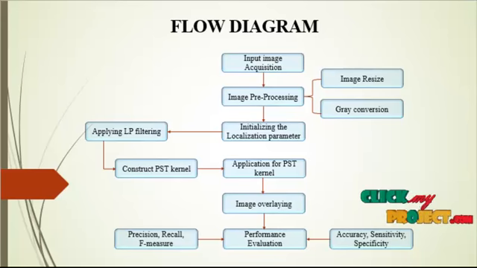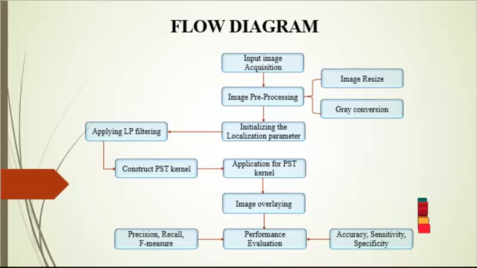The next stage is image pre-processing. In the pre-processing stage, we are applying resize and gray conversion. For the image resize operation, we are converting the input image into 512 cross 512 sized pixels for the process, and the gray conversion means we are converting the RGB image into a gray image. After the pre-processing stage, we are initializing the localization parameters for the mathematical calculations of the phase stretch transform.